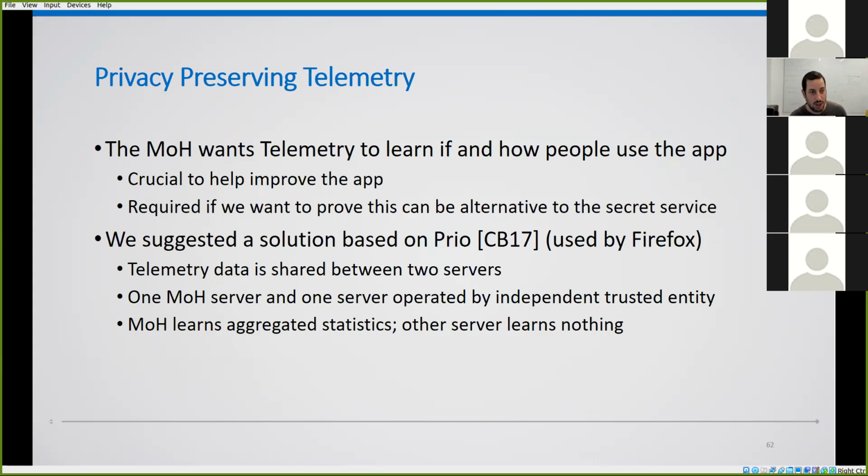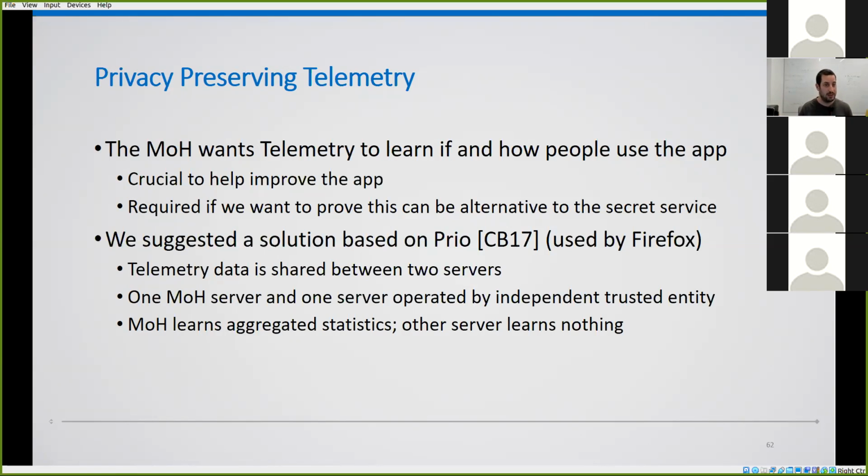And I want to share with you another anecdote that we had while trying to work with the Ministry of Health. Even after the application was deployed, they approached us and said that they want some kind of telemetry to learn how people use the app. This was crucial to them to be able to improve the application, to learn if it's useful or not. And if we want to prove that this is a good alternative, we need to show that this is actually used in some way.